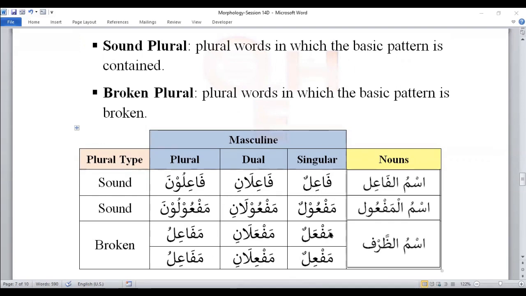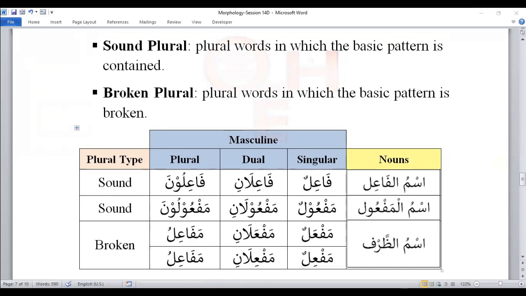Look at ismu dharf, maf'alun, maf'alani. Up to dual, it is maintained, maf'al, maf'al. But when it comes to plural, it's mafa'ilu. It's broken. It has a different kind of conjugation. It does not have the maf'al conjugation. It's not carrying that conjugation. Same thing for maf'il, maf'ilani, up to dual. The basic conjugation is contained. But when it comes to plural, it is not contained. It is broken. That's why they are called broken plural.